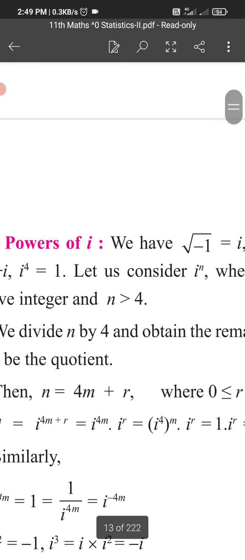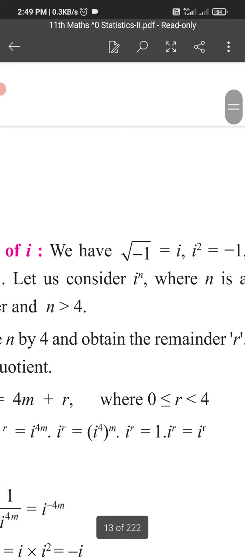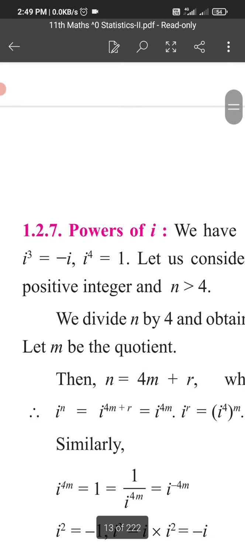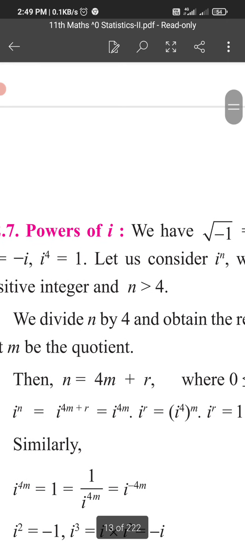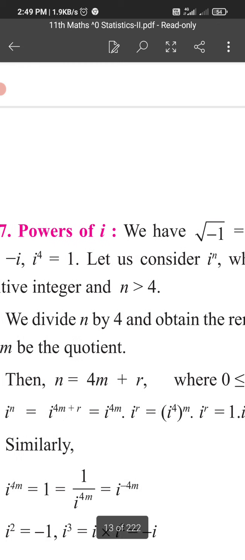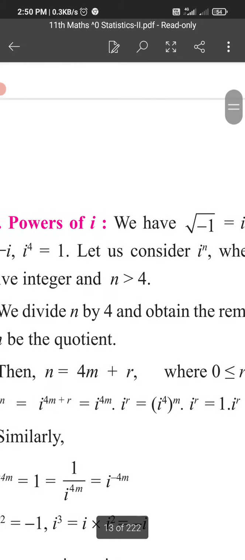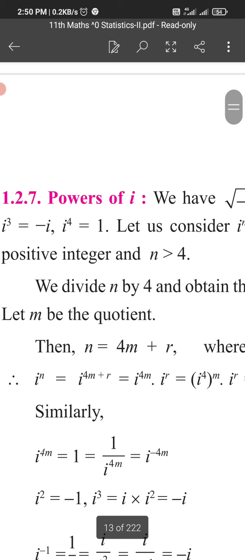Let us consider i raised to n, where n is a positive integer and n is greater than 4. Again I am repeating, i square is equal to minus 1, not 1. We divide n by 4 and obtain the remainder r. Let m be the quotient, then n is equal to 4m plus r.